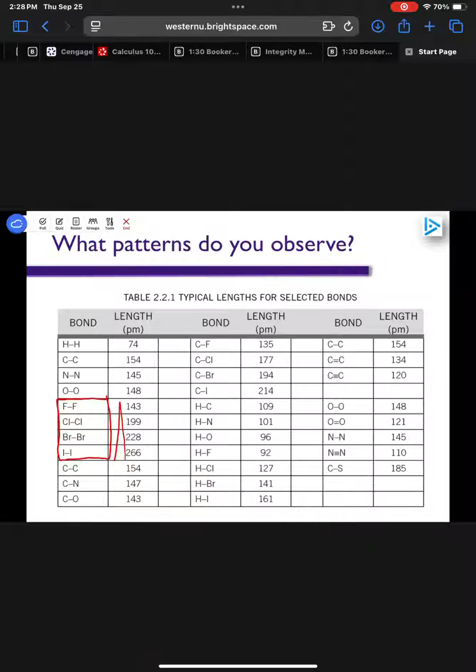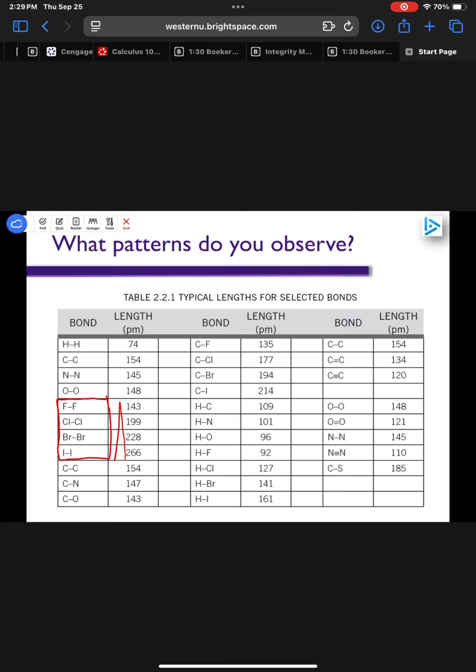Okay, so I've circled the pattern we just talked about on the previous slide. As we go down the halogen group, those bond lengths increase in size. Hands up who found at least one other pattern, 2 other patterns, 3 other patterns, 4. There's at least about that number. There are a lot of patterns as we go across. Let's see if we can find another one.